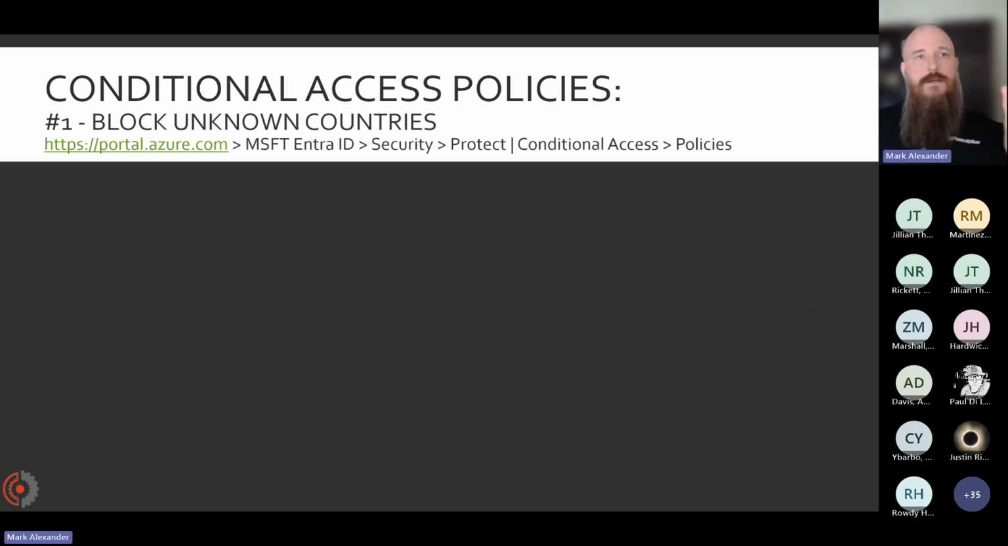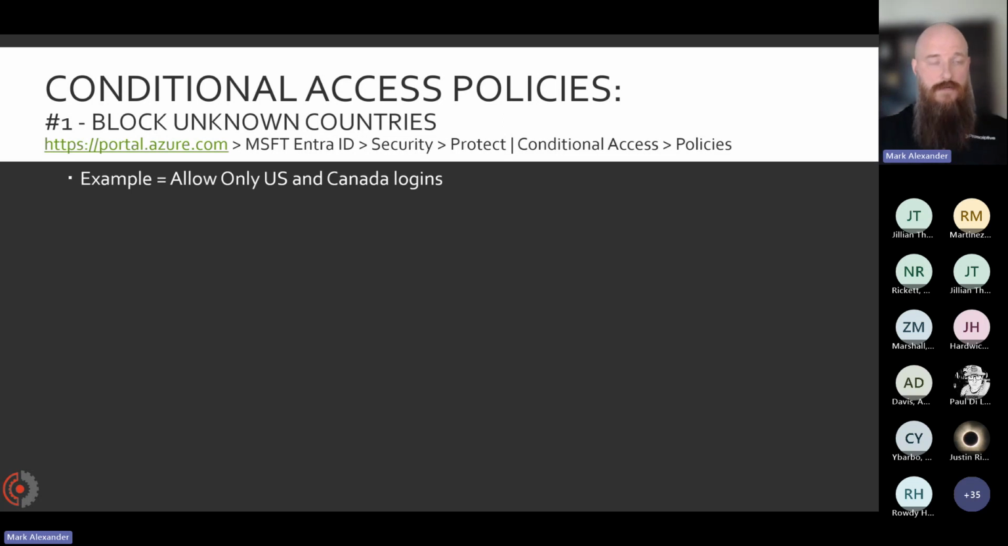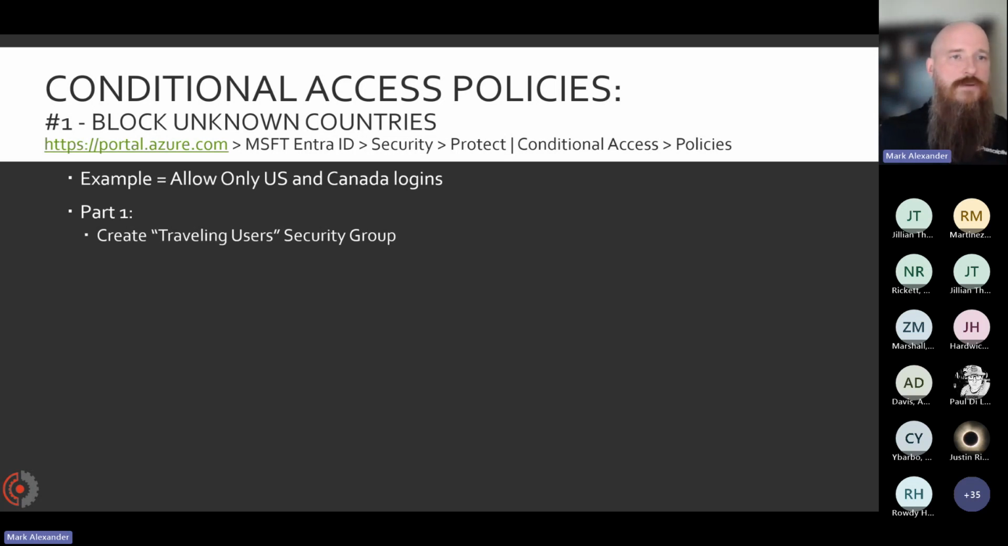So here you will go into the conditional access policy settings and click on policies, right? But for blocking unknown countries, in our example, we want to allow only the US and Canada logins. We need to create that traveling user security group first, right? I'm not going to get into details of creating a security group, but these would be your executives who are on vacation and need the ability to log in from Mexico, or maybe they're in Europe or the UK. So this would be the mechanism that allows them to continue to work outside the US and Canada.